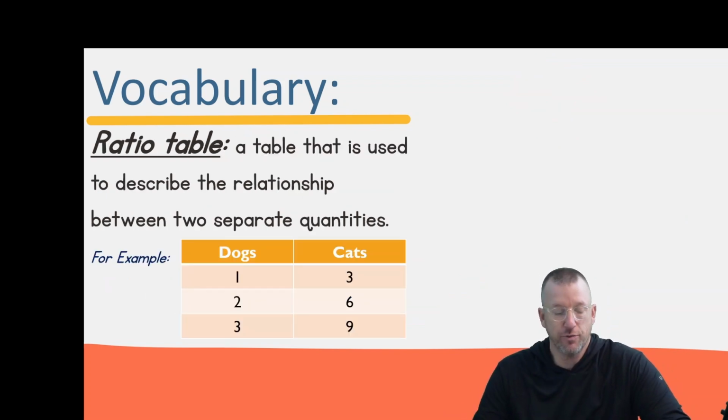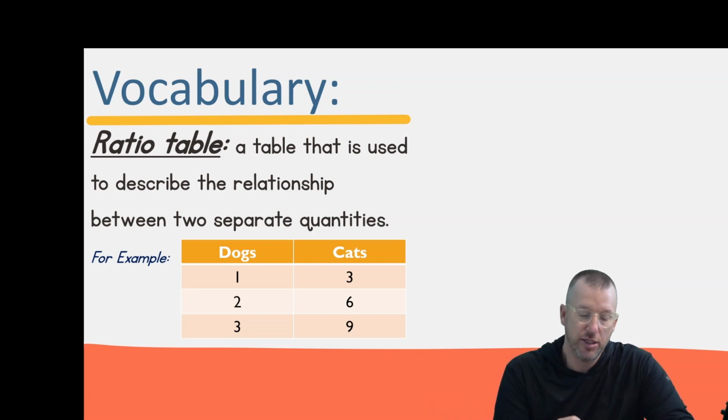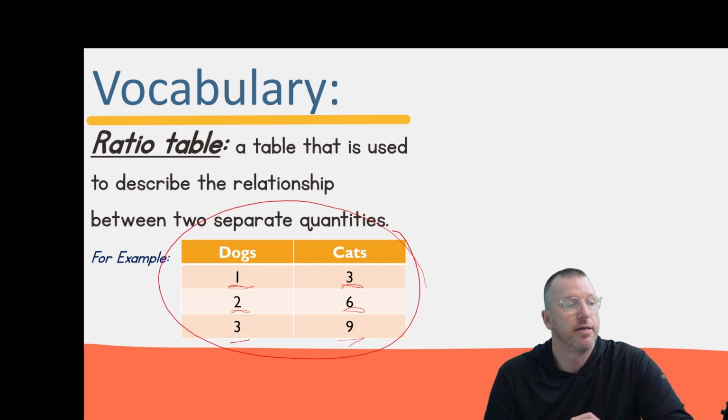And so a ratio table is simply a way of showing proportions that have a relationship that says it's a proportional relationship. So it's a table that is used to describe the relationship between these two separate quantities. So in other words, for this one, for every 1 dog, I have 3 cats. So if I have 2 dogs, I have to have 6 cats. If I have 3 dogs, I have to have 9 cats. If this is a proportional table, then all those have to be ratios that are equivalent fractions. Again, let's dive into that.